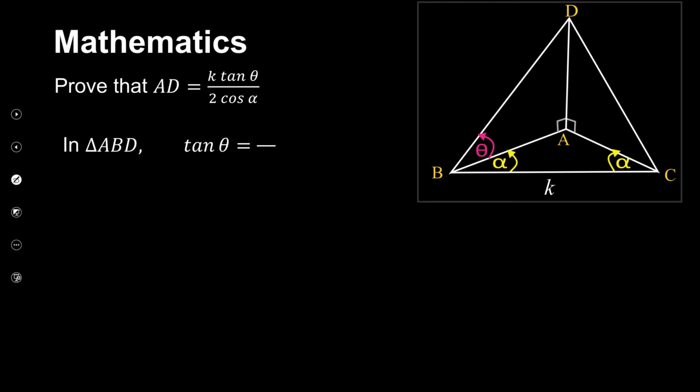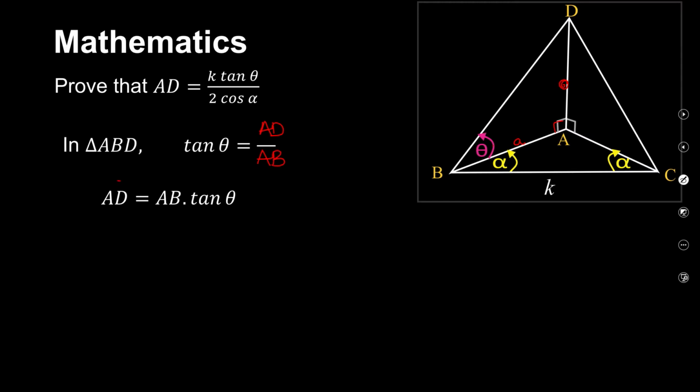So in triangle ABD, we're going to start off here. In this triangle that's right angled here, we've got theta and we want to rewrite AD. So AD is the opposite side over AB. In other words, tan of theta is equal to AD over AB. We rearrange that, multiply through, and we end up with AD is equal to AB times tan of theta. Now remember, we're going to leave this for a bit because we want to find AD. We're going to see if we can now find AB.